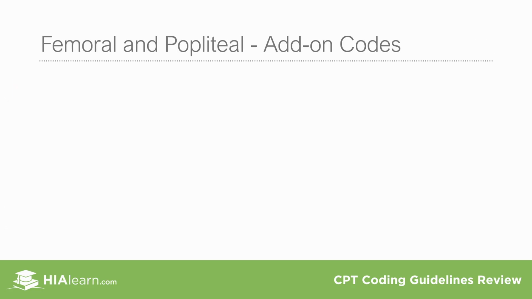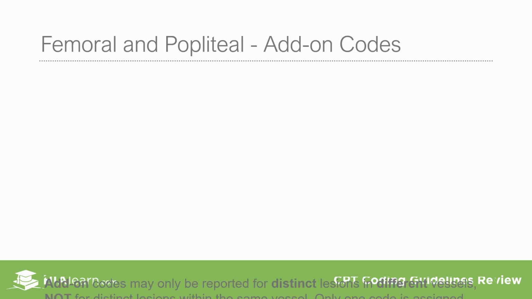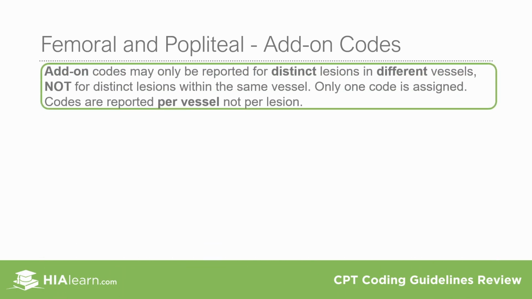Guidelines related to the assignment of add-on codes for the femoral and popliteal vascular territory include: an add-on code may only be reported for a distinct lesion in a different vessel, not for distinct lesions within the same vessel. If more than one distinct lesion is treated in a single vessel, only one code is assigned because codes are reported per vessel, not per lesion.